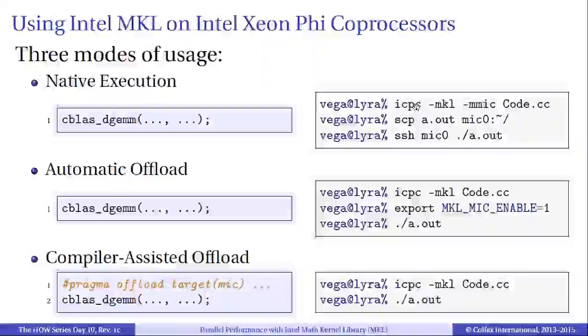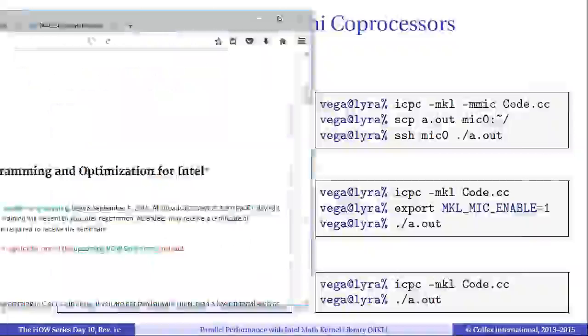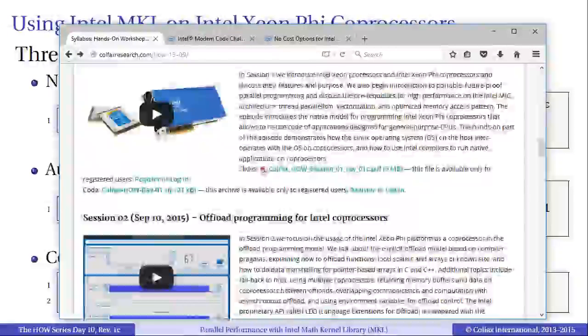I want to focus on using MKL with Intel Xeon Phi coprocessors because there are no special tricks for using MKL with regular processors, but with Xeon Phi you have three options to use MKL. One option is to use MKL as if you were using it on the CPU, but in the native programming model for Xeon Phi. You remember the native programming model from the very first session in this workshop. If you missed the very first session, you can always revisit it.